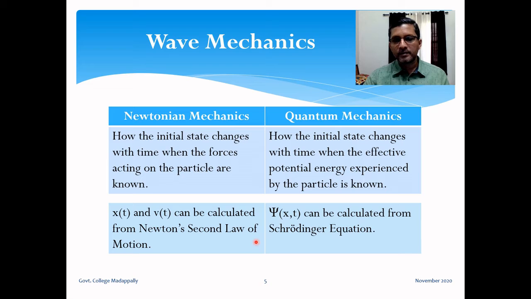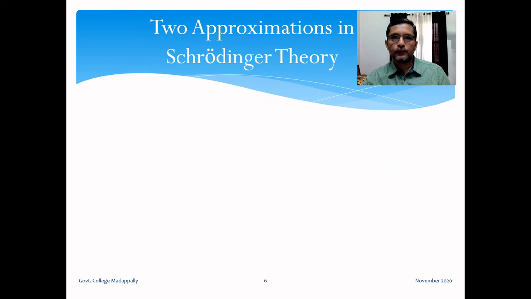Newton's second law of motion gives the time evolution of the state in Newtonian mechanics, whereas the Schrodinger equation gives the time evolution of the state in quantum mechanics. So this is the way we can compare how we analyze a system in Newtonian mechanics and in quantum mechanics. Before we go into the details of Schrodinger's theory, let us look at the two approximations in Schrodinger theory.